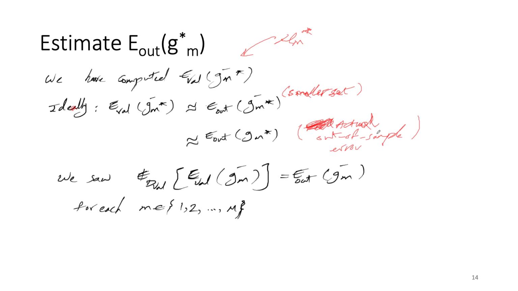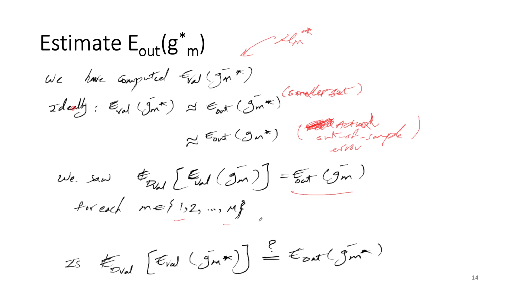So we saw that also the expected value of the validation error of g m is going to be equal to the out of sample error of the smaller set, the hypothesis that was trained on the smaller set, for each of those m's, right? We already saw that. So now the question is, so here's the question. Is out of sample error equal to the expected value of the validation error of g m?